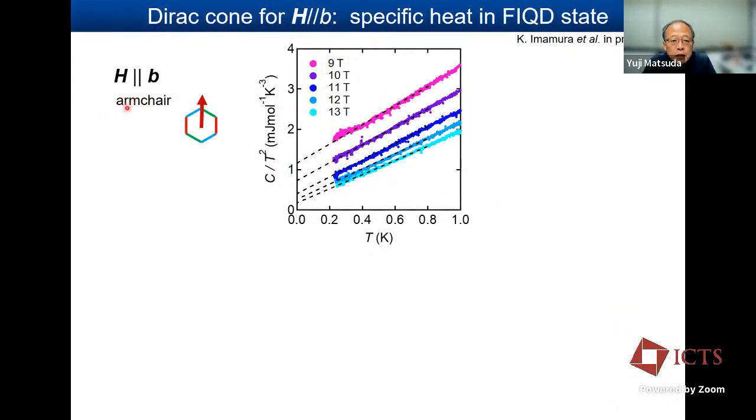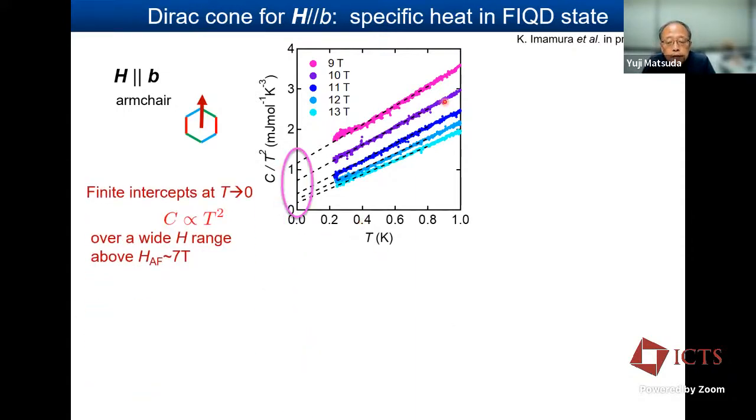When the magnetic field is applied to the B-axis, the armchair direction, here is the specific heat divided by T squared plotted as a function of T. I would like to emphasize, this is raw data. We did not subtract the phonon contributions. The most important point is here. We measure the specific heat down to 0.2 Kelvin, and the phonon contribution shows nearly T cubed dependence. But what's important is the finite intercept at T equals zero over a wide field range above two tesla, the antiferromagnetic border. So this means the specific heat is proportional to T squared.